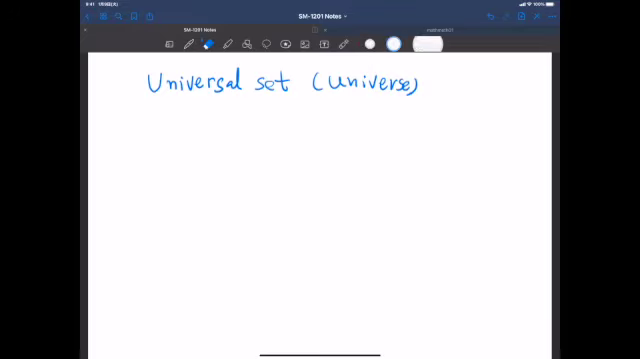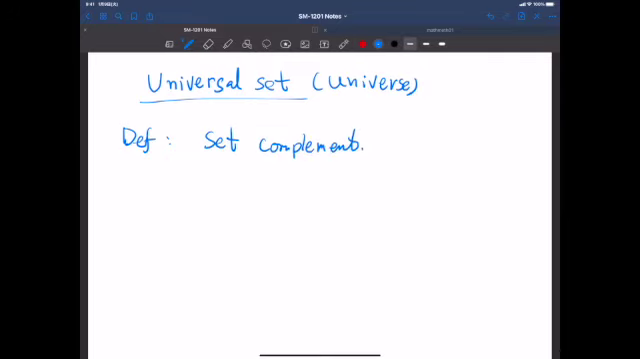Okay, now using the notion of the universal set, we define set complement. So that is, suppose U is a universal set.